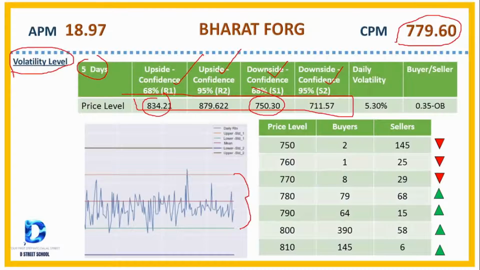If you want to increase your confidence level and don't want to give any room, you can opt for standard deviation 2, which is R2 and S2. You can see the price range. For the next 5 days, Bharat Forge's trading range would be 711 to 879. With 95% confidence, Bharat Forge will trade within this range from 711 to 879. This is the range we can expect.